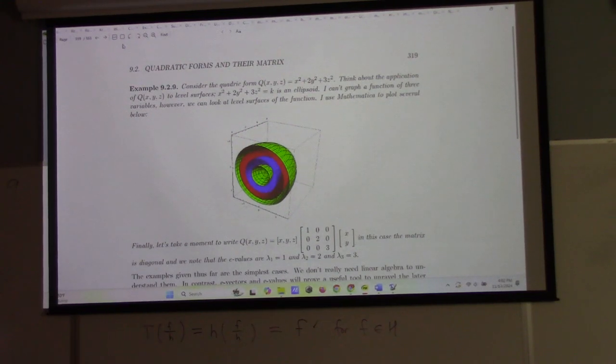Three-dimensionally, it's much harder to draw the graph, right? You want to graph w equals x squared plus 2y squared plus 3z squared, well, go to it. But I'm just going to graph the level surfaces. The level surfaces of this quadratic form in 3 variables are, well, they're ellipsoids, right? So you get this family of ellipsoids that foliates R3.